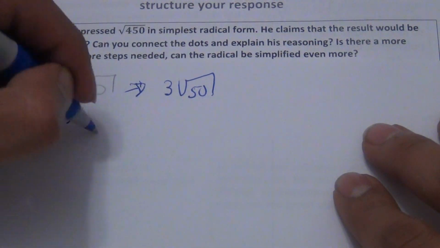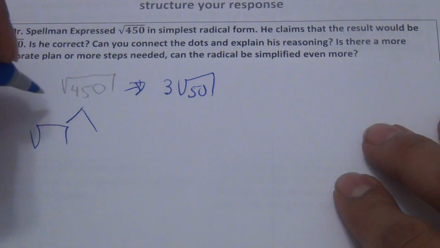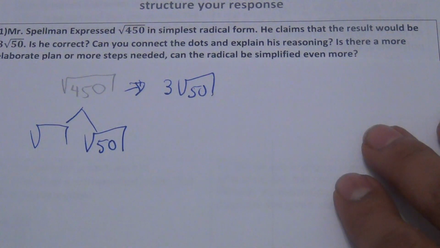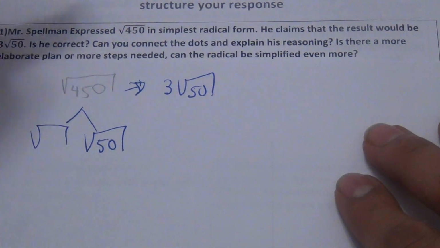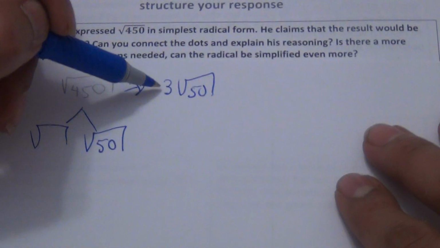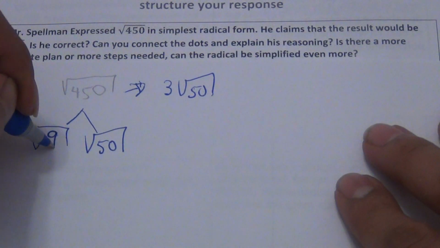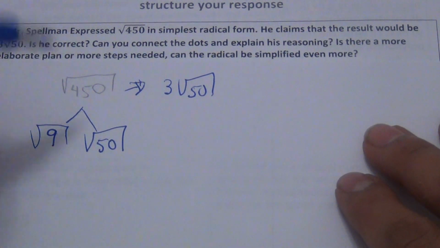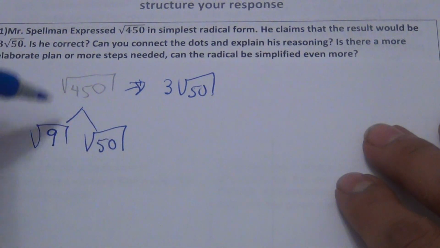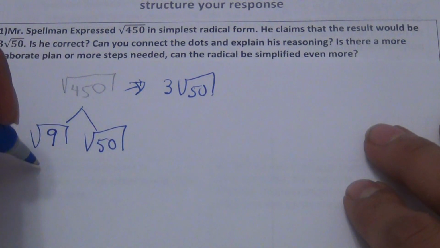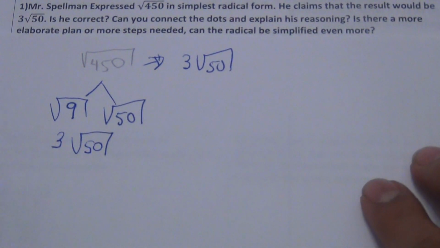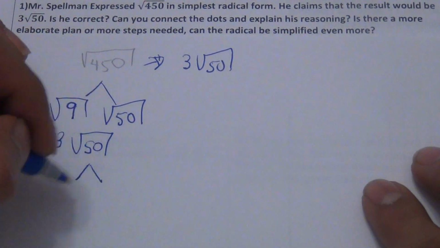Well, I know that 450 is going to be radical something times radical 50 according to Mr. Spellman. Now, what is this in here? Well, think about it. These 3 came out of the square root of something. 3 must be the square root of 9. And if you check on the calculator, 9 times 50 is actually 450. So radical 9 times radical 50 is radical 450. So far, so good? Okay then. So that's where he gets 3 radical 50. But then again, radical 50 can be simplified even more.